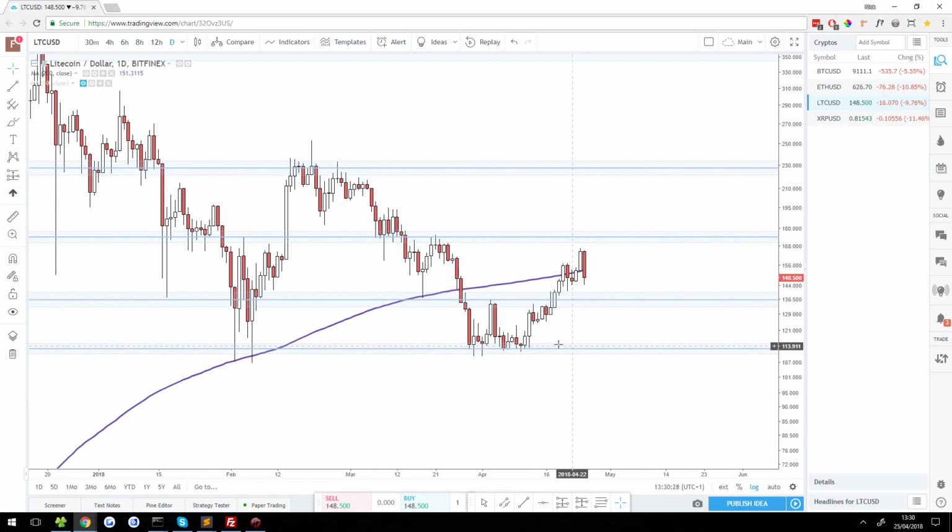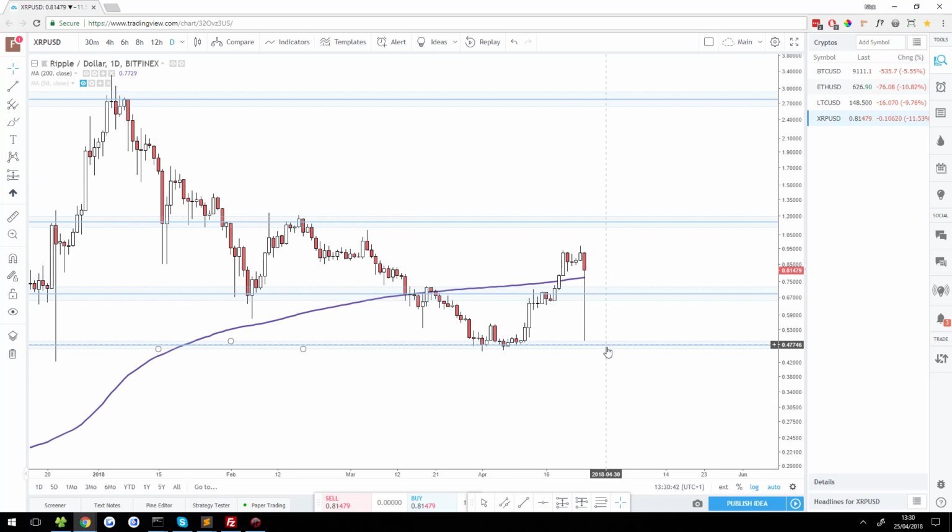So yeah, it's the same thing with Litecoin, trending up. With this one, I'm looking for bounces from this support area. If it dips back down to this support area, I'll be looking for an entry, much like Ether USD. Let's take a quick look at Ripple.